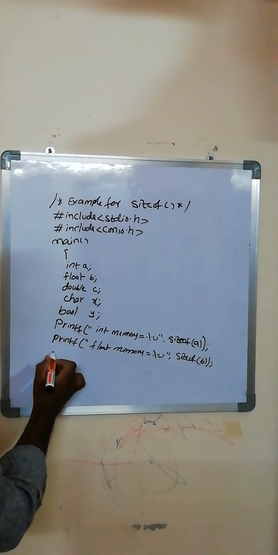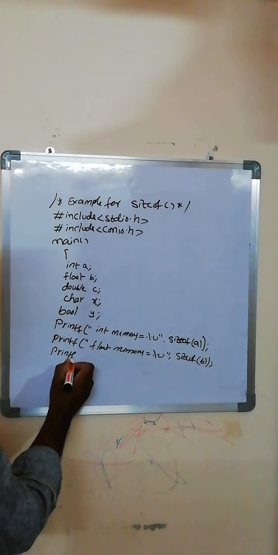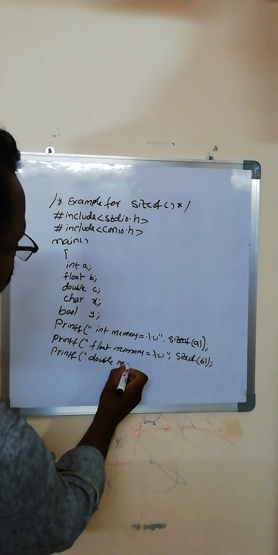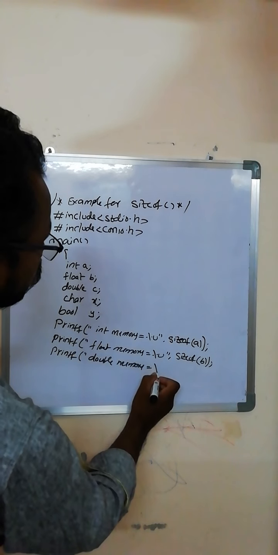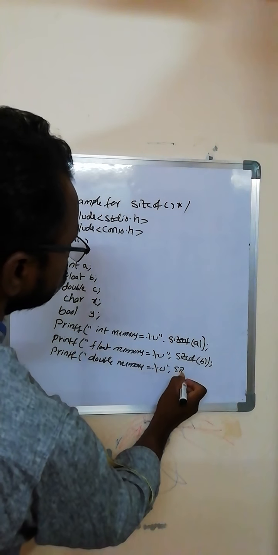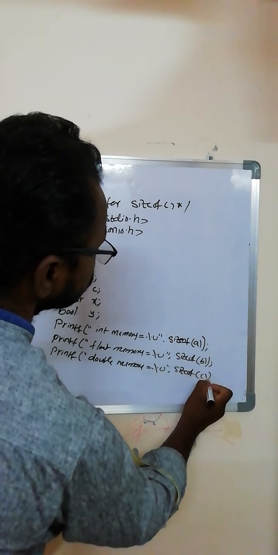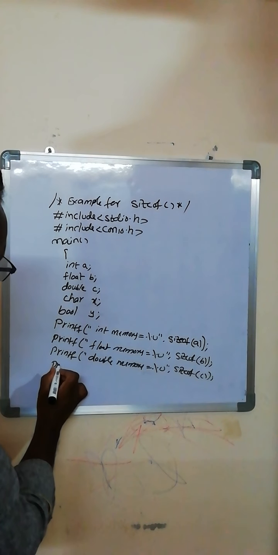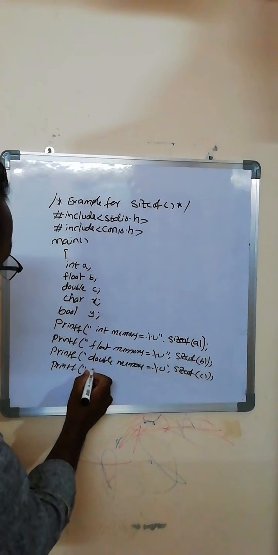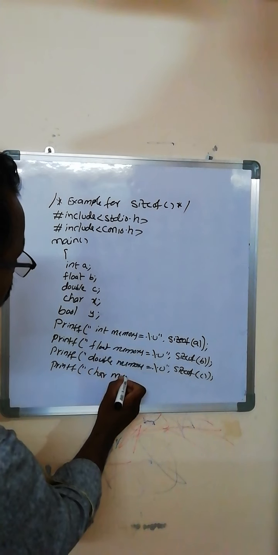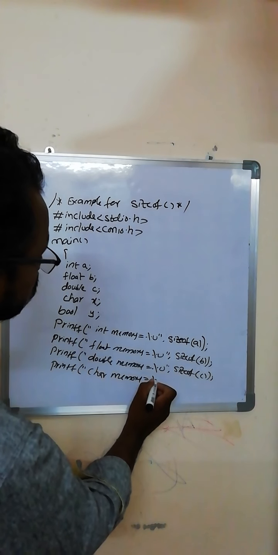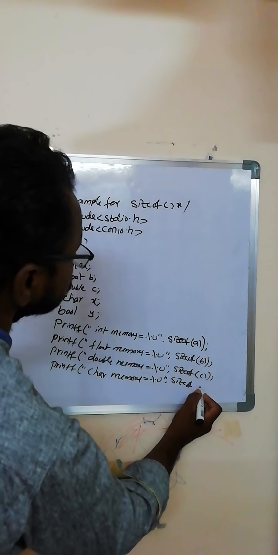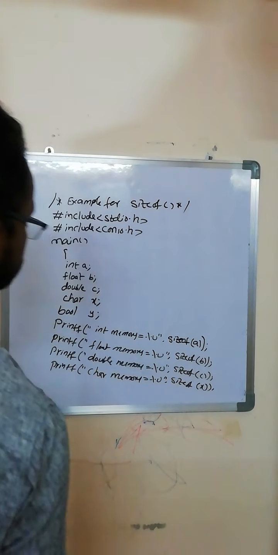After completing that statement, we can write the next printf. Another is double memory equals %u, sizeof c. Similarly, we can write the character printf statement: printf char memory is equal to %u, comma, sizeof the character variable x.